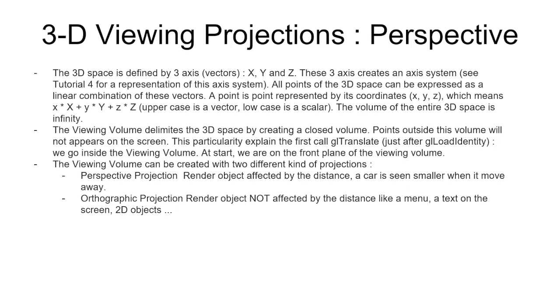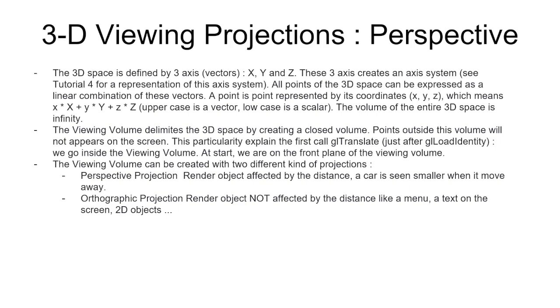The viewing volume is the amount of space that delimits the 3D space by creating a closed volume. Points outside this volume will not appear on the screen. This particularly explains the first G-translate, which is a method.